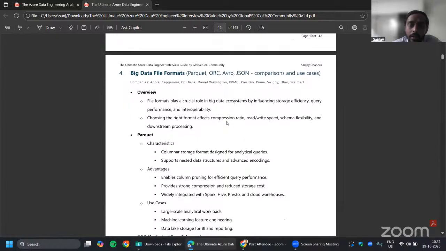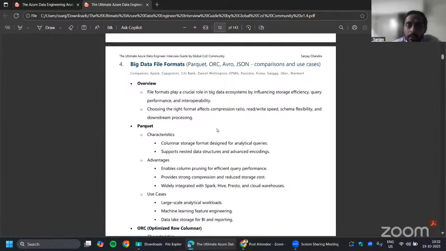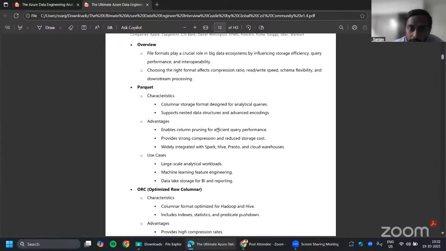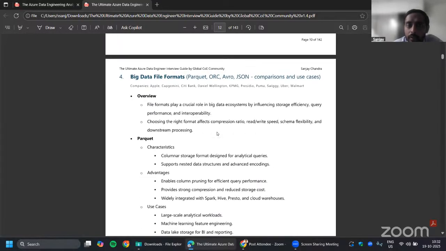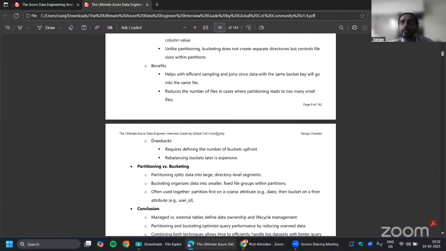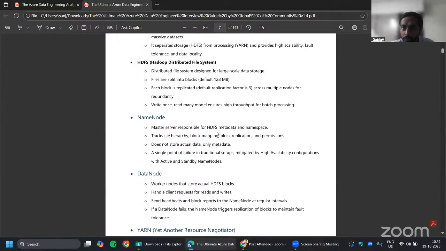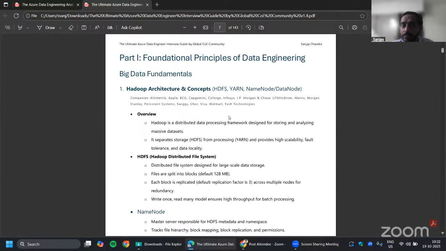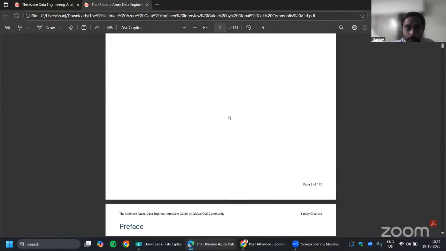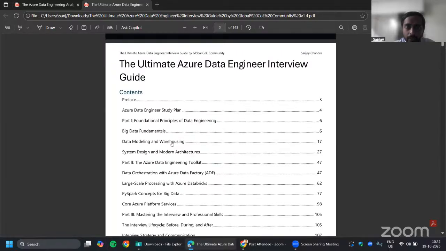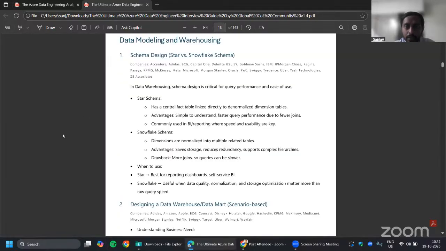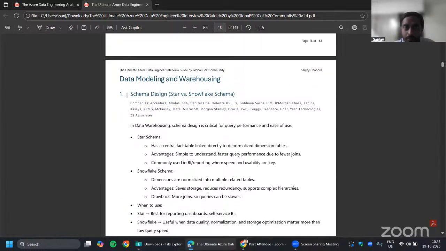Another thing is, when you talk about different concepts, for example, let's say you take a dump. There are 10 questions. When you look at these 10 questions, you do not know which one is popular and which one is less popular. Now, if you look at this guide, let me go to another section. This is pure big data fundamentals. If you look at the top questions in any section, for example, schema design, the maximum number of companies have asked this question.